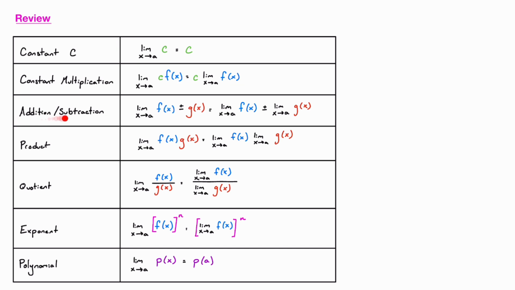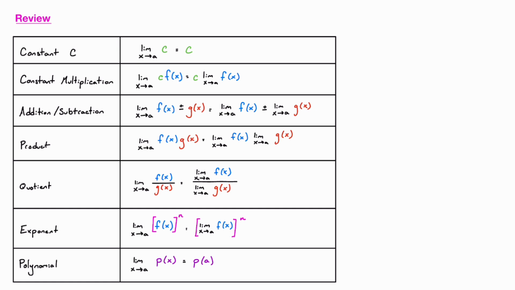For our addition and subtraction rule, if we were finding the limit of two functions that were added or subtracted to each other, then we can say that our limit is equal to the limit of f of x plus or minus the limit of g of x. Same thing for the product rule, if we have two functions f and g multiplied by each other and we're finding the limit, then we can find the limit of each function individually and then multiply them together.